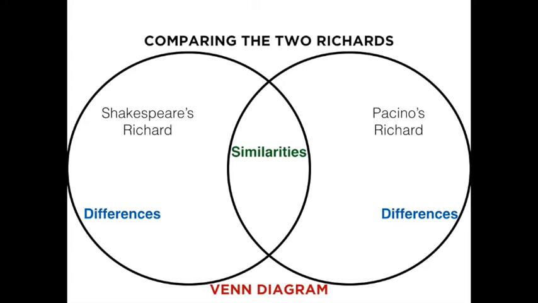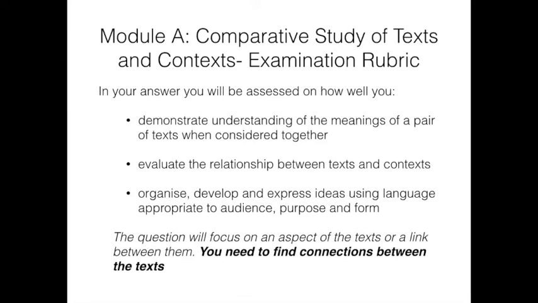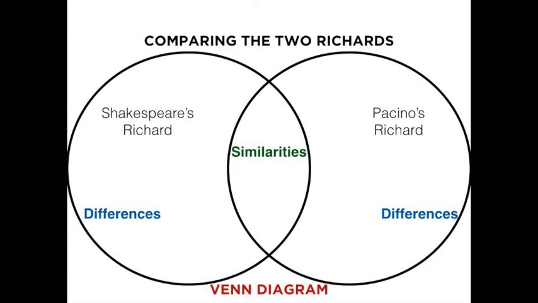Okay, so the best way to do this is to implement this strategy. It's called a Venn diagram, and essentially it allows you to put the ideas on a piece of paper, visualize the differences, and then find the similarities. By doing that, we can find the connections between the two texts, which is what it says at the bottom of the slide: you need to find connections between the texts. So the way that this is structured is very simple.